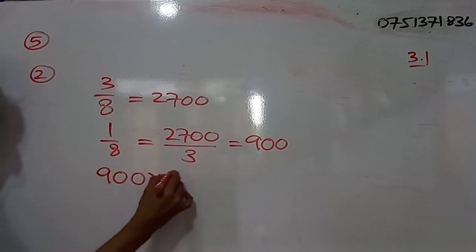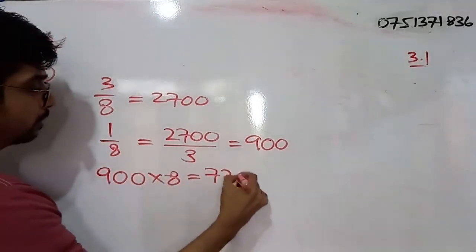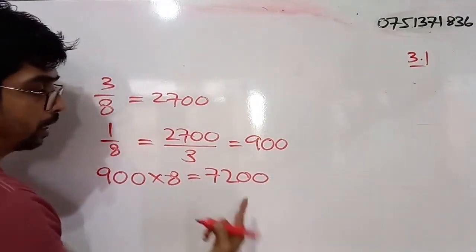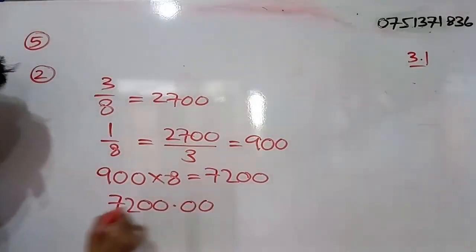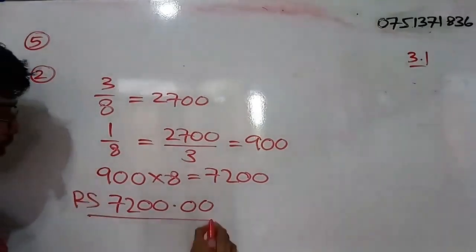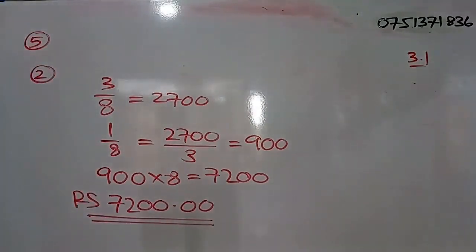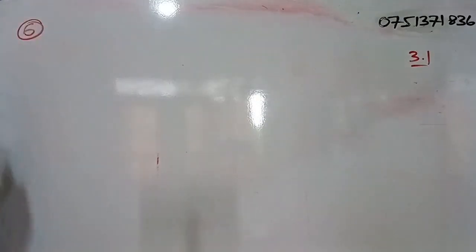So what is the value of the bicycle? 900, we have to multiply that by 8, no? So we get what? 7,200 as the value. So what is the value of the bicycle? 7,200 rupees. Okay, question number 6.